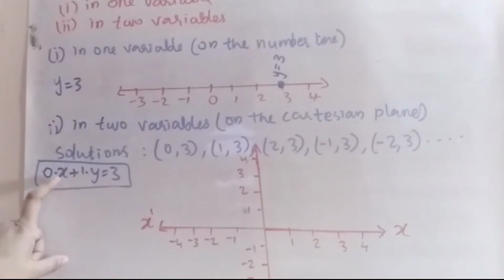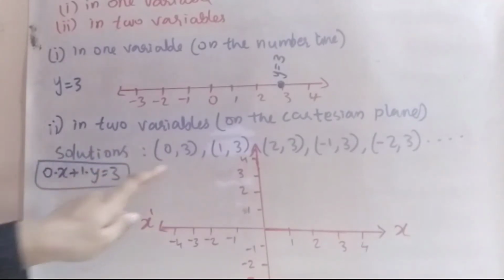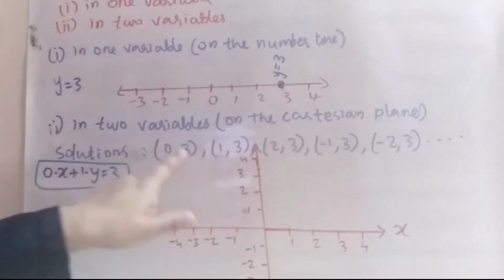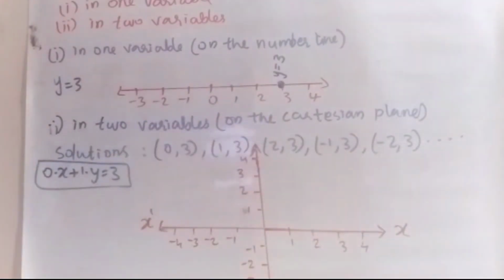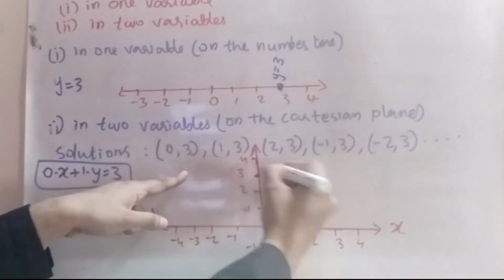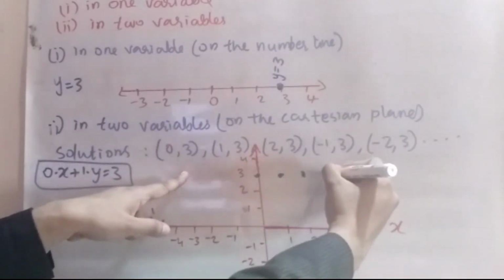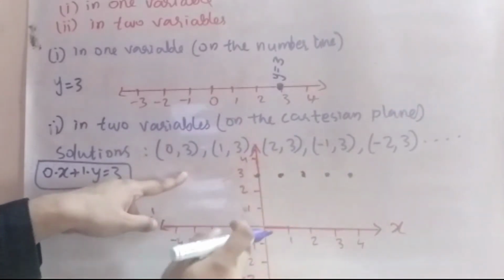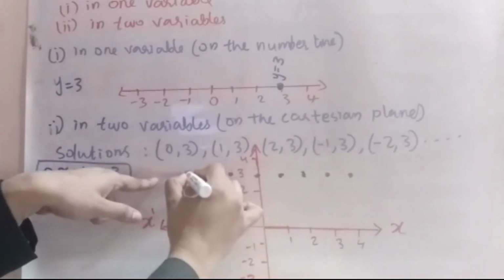If x equal to 0, y is equal to 3; x equal to 1, y is equal to 3; x equal to 2. If we give any values for x, we will get y is equal to 3. Y remains constant. So the solutions we can write are (0, 3), (1, 3), (2, 3), (minus 1, 3). Let's plot (0, 3), where x is 0 and y is 3 here. Then x 1, y 3 here, x 2, y 3 here, and if x is minus 1, y 3 is on the negative side, like this.